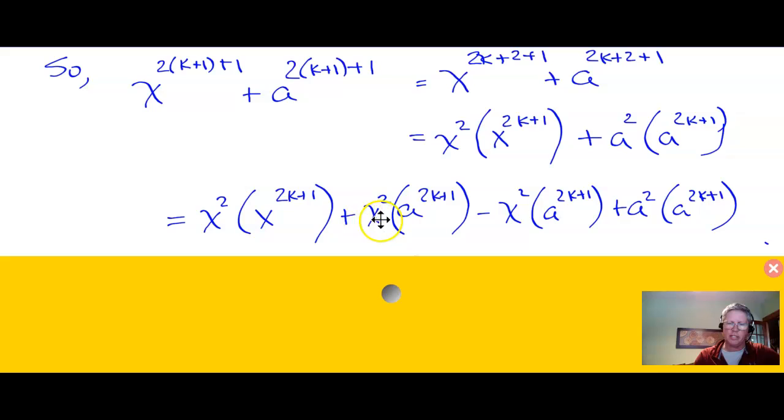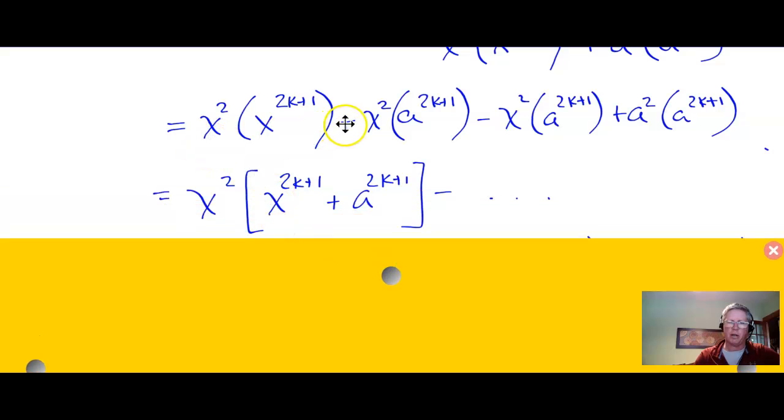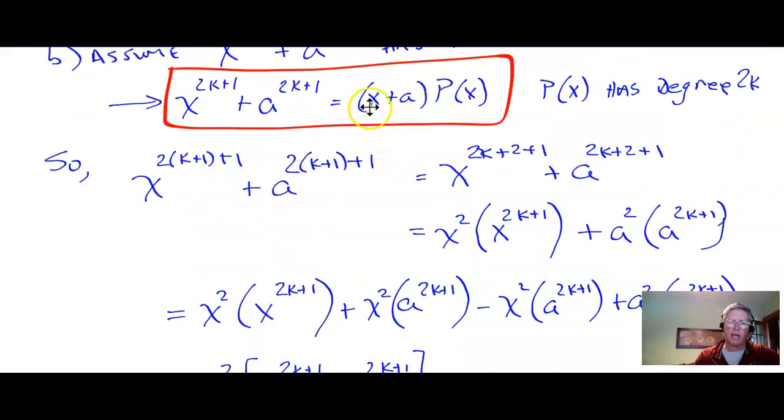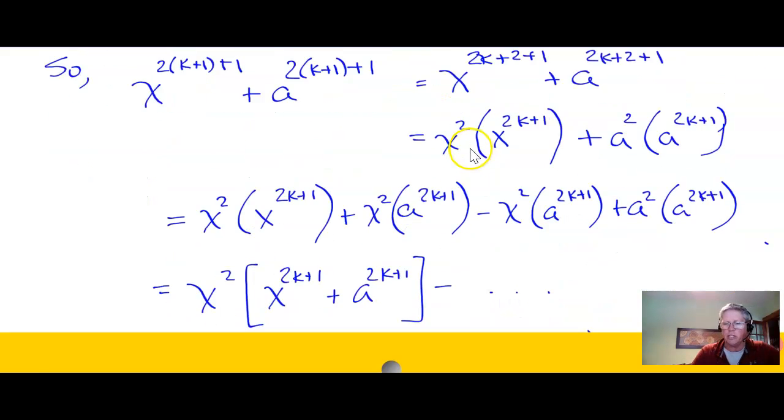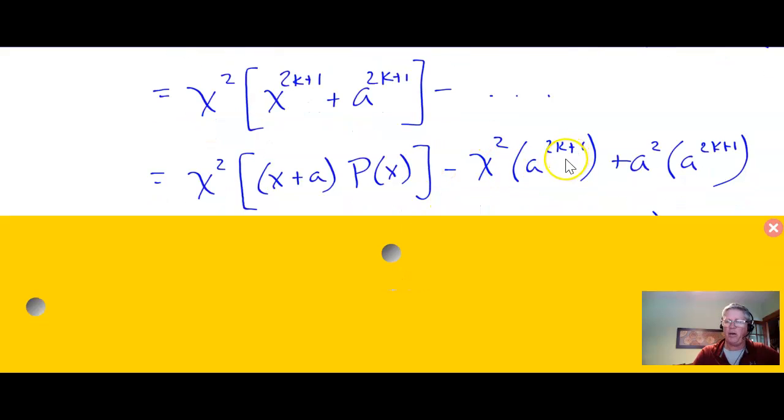All right, do you see that these both have x squareds in them? So now I can factor out that x squared from here and here. So I get this. This stays the same. I don't adjust this at all. This, I know, since I was so motivated, is equal to x plus a times p of x. I've got to use it somewhere, so I'm going to plug that in. Now I have this mess. Well, I know this is factorable by x plus a, but somehow I've got to get an x plus a out of this. All right.